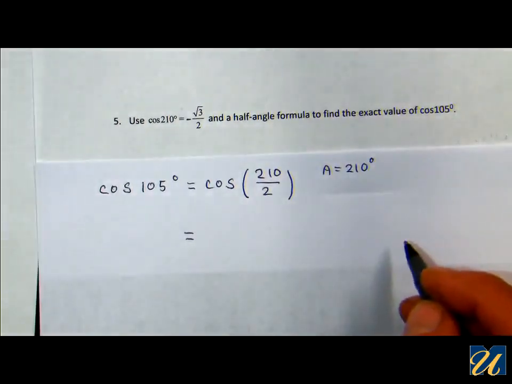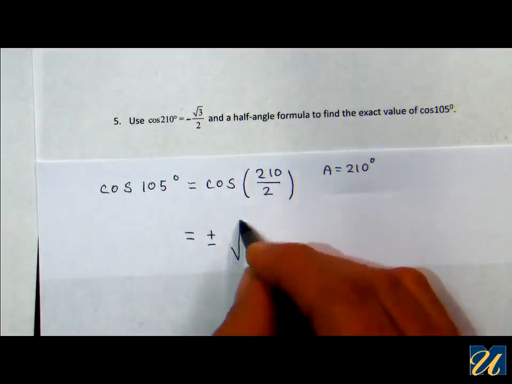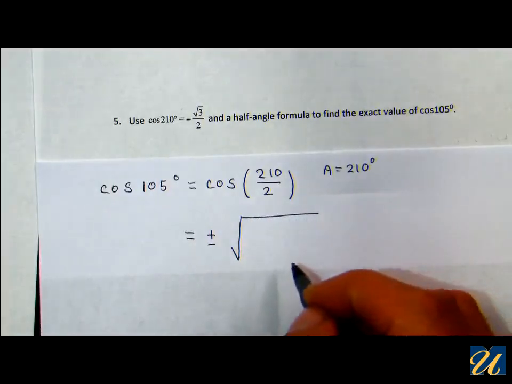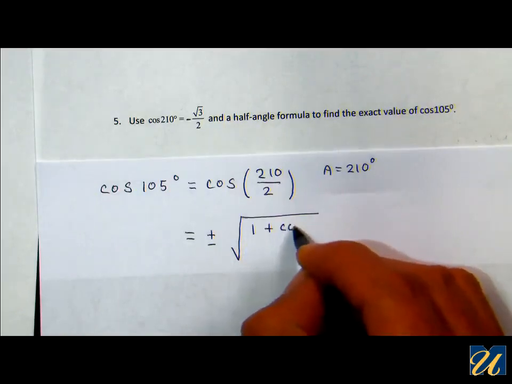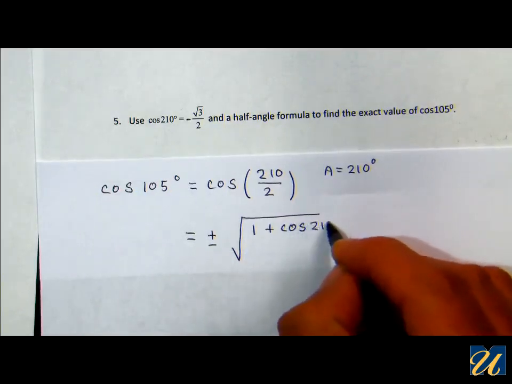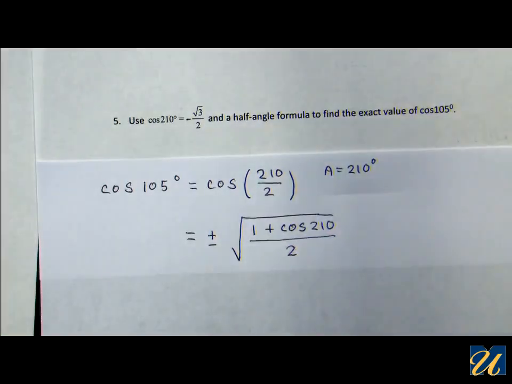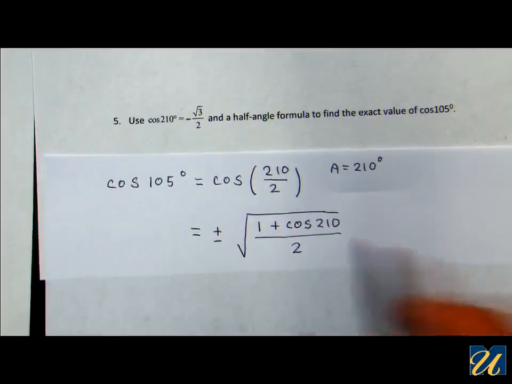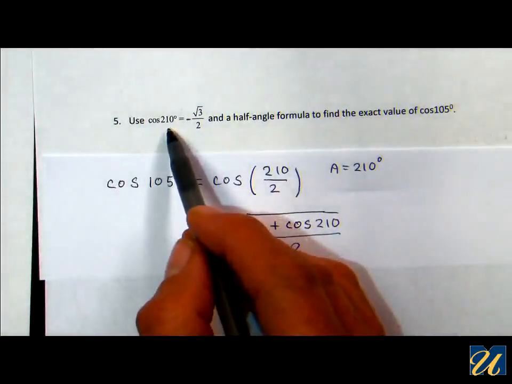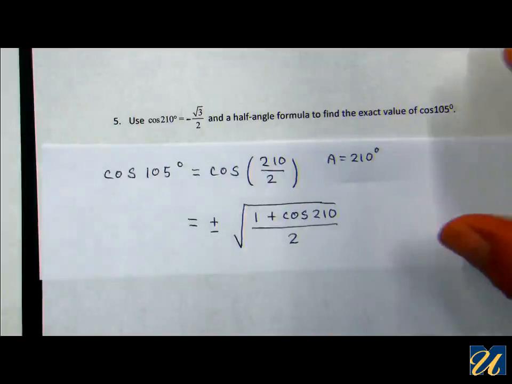Okay, so just noting that, and our identity here then is plus or minus, we're going to have to figure out which to use, equals square root of 1 plus cosine of A, that's 210, divided by 2. So that's using the identity for the half angle for cosine. Oh, okay, that's why we have this piece of information being given right here. Cosine 210 is negative root 3 over 2. Okay, so let's put that value in.